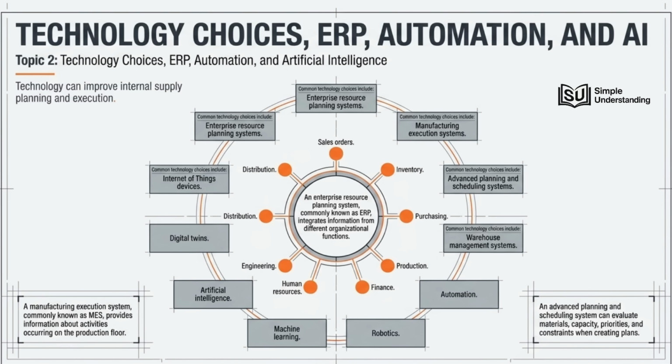Common technology choices include enterprise resource planning systems, commonly known as ERP, manufacturing execution systems, commonly known as MES, advanced planning and scheduling systems, commonly known as APS, warehouse management systems, commonly known as WMS, automation, robotics, machine learning, artificial intelligence, digital twins, Internet of Things devices.